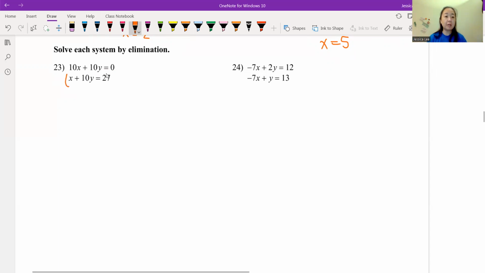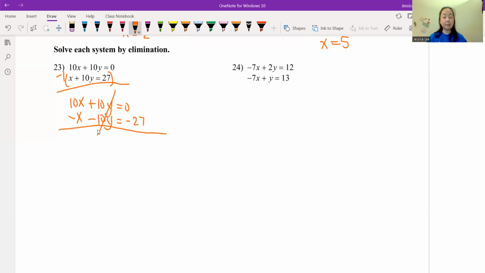So I'm just going to multiply the bottom by -1. What I like to do is copy down the top equation. So we have 10x plus 10y is equal to 0, just copying it down. On the bottom equation, I'm going to multiply everything by -1. So that's going to be -x minus 10y is equal to -27.